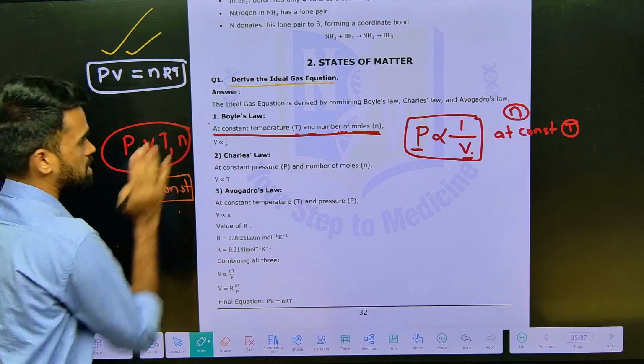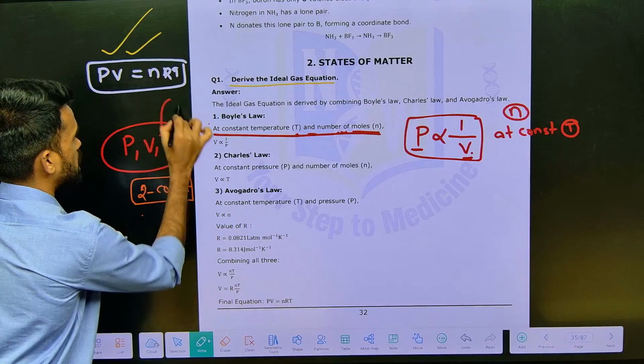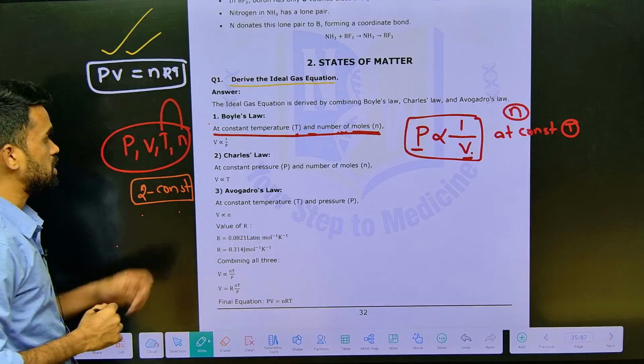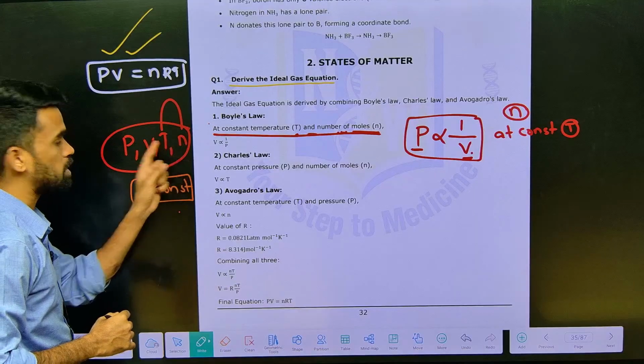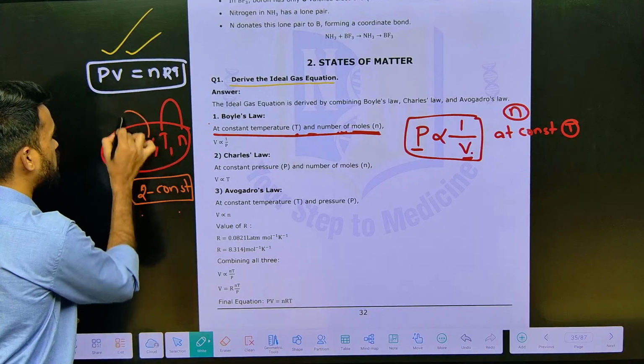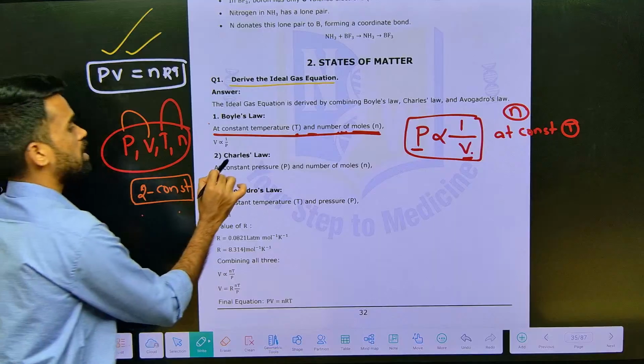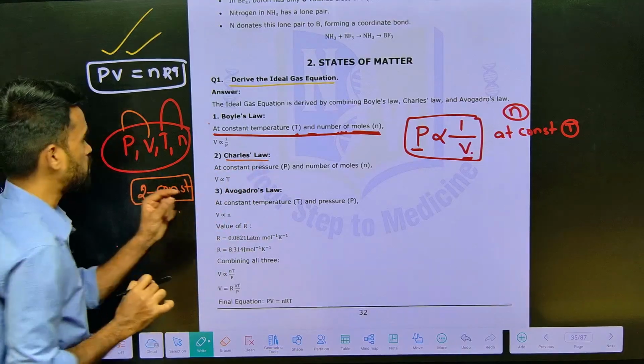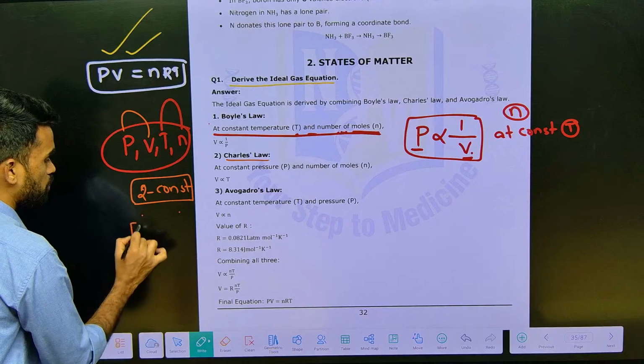For example, in Boyle's law, T and N are constant, that is the amount of substance, number of moles, and temperature are constant. Now there is a relation between P and V. Similarly, when it comes to Charles' law, at constant pressure, what is constant in Charles' law?